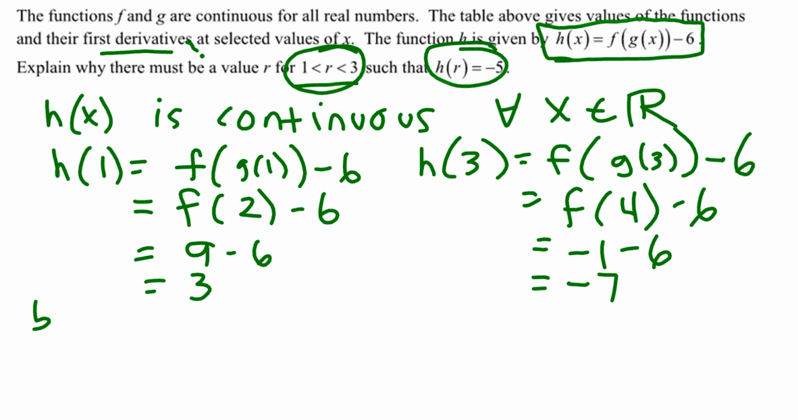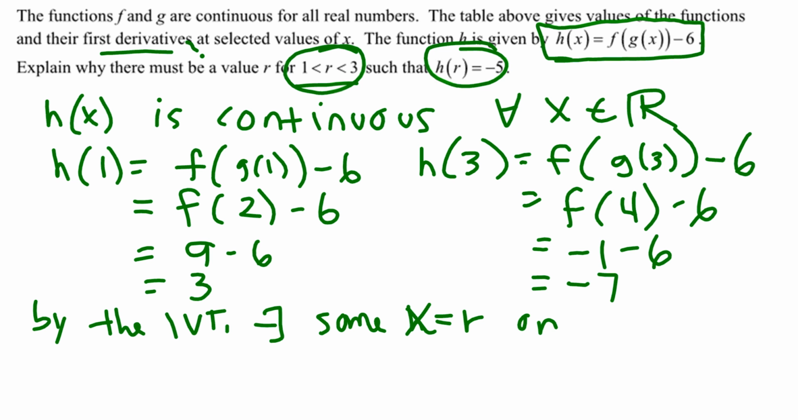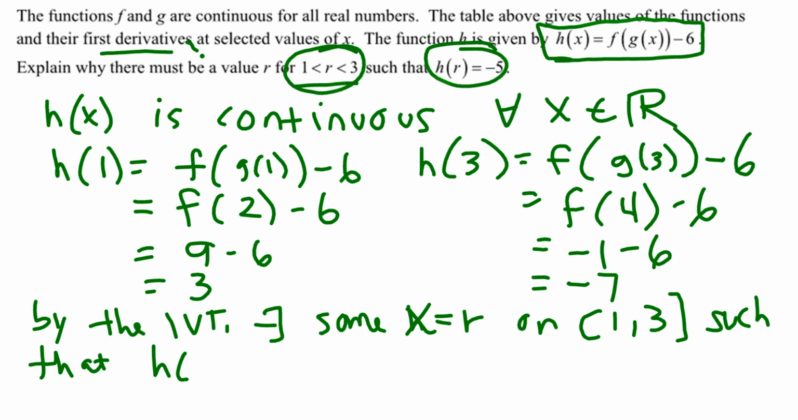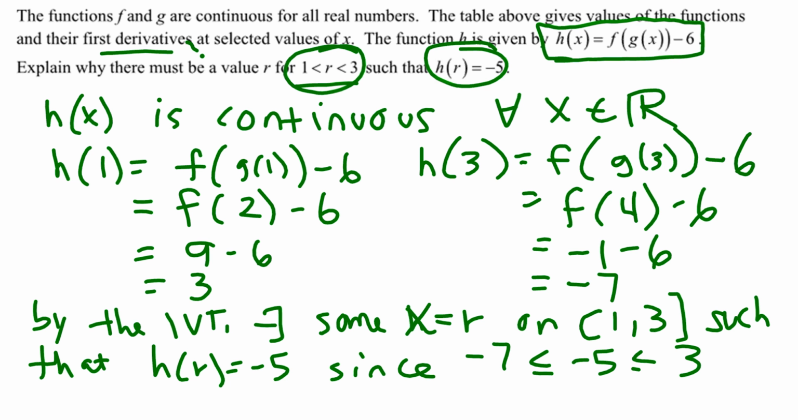So by the IVT, there exists some x equals r value on 1 to 3, that closed interval, such that h of r equals -5, since we could say -5 is in between -7 and 3.